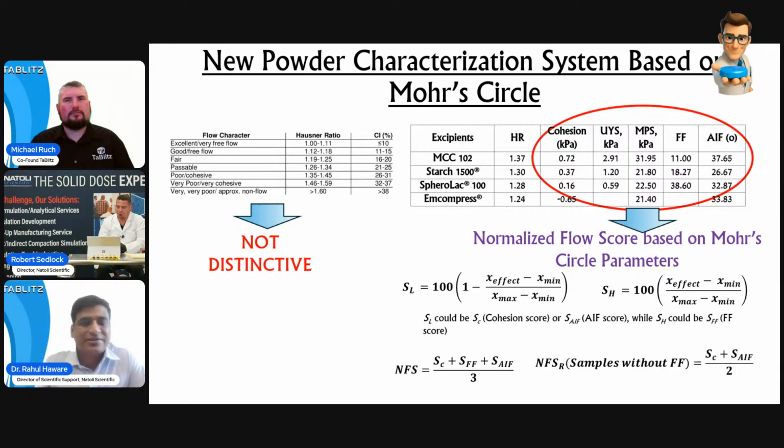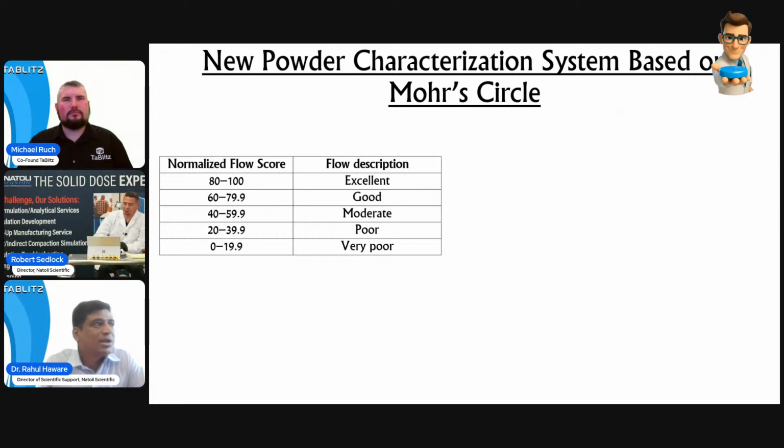If you are more interested in these equations, please visit us at 2026 AAPS in New Orleans, where we will be going into more detail about these, and we will have quite a good amount of database. And then we came up with this normalized flow score: excellent, good, moderate, poor, and very poor.